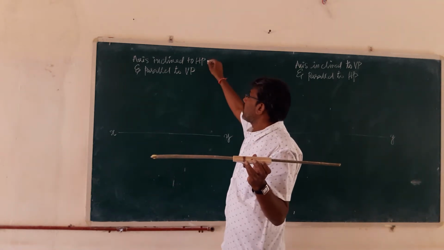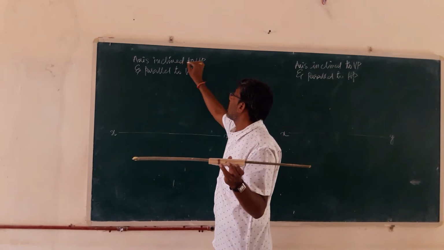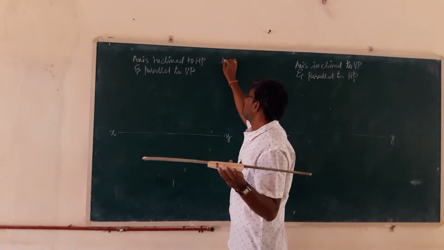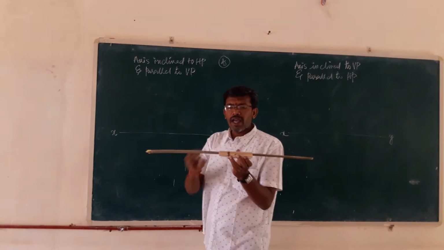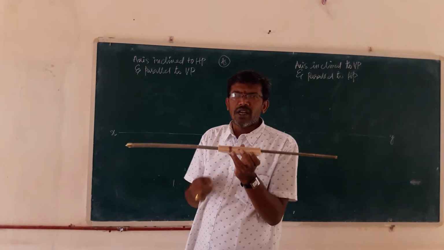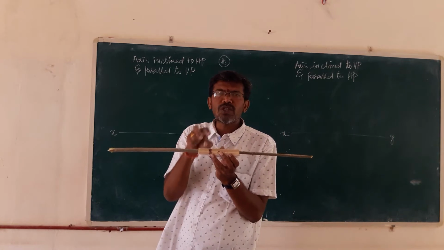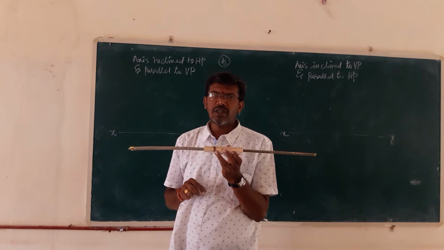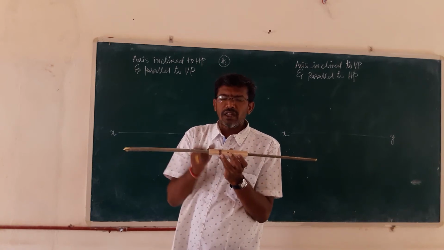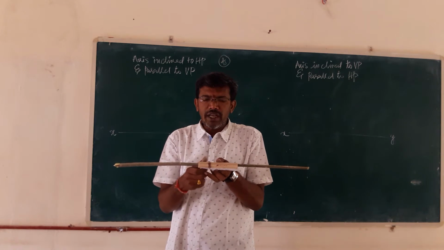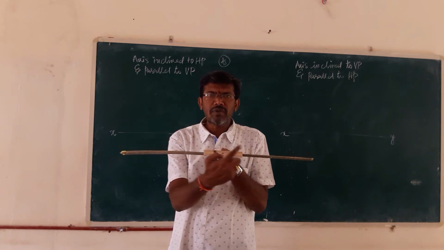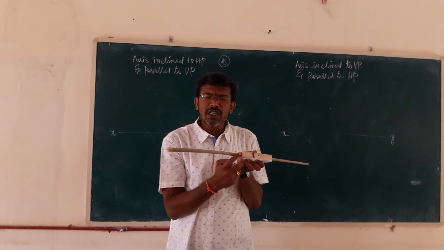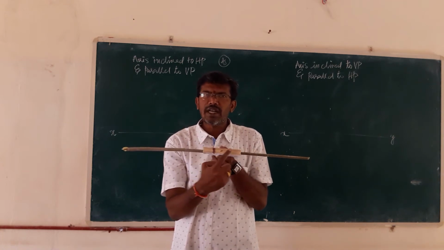So what is the condition here? What we have to show is the axis inclined to the horizontal plane and parallel to the vertical plane. The first assumption is we have to take the axis parallel to both the planes, right? So when the axis is parallel to both the planes, what is the top view and what is the front view of the object? Now you can see the front view of the object, that is the solid, is a rectangle shape. Though it is a square prism, we can see a rectangular face.